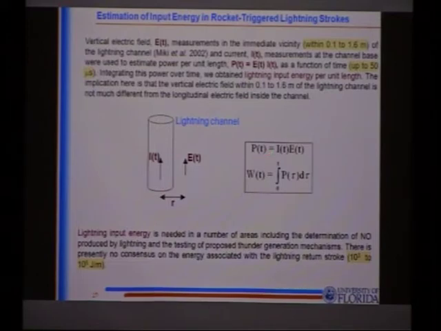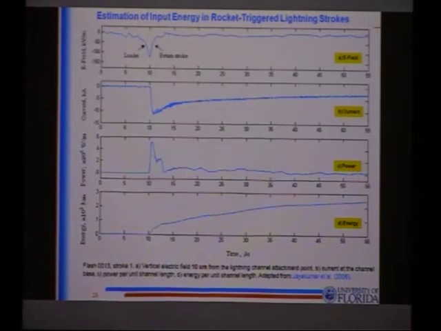So we estimated input power and input energy for lightning channels. This is one example for one triggered lightning stroke. There are 4 traces here. At the top, electric field. There is a little portion, the return stroke portion, measured using a focal sensor 10 centimeters from the termination point. The second trace is the corresponding current, 12 kiloamps, kind of typical.